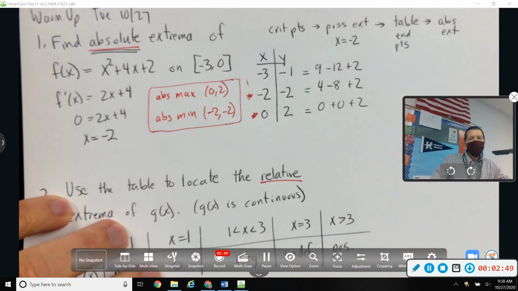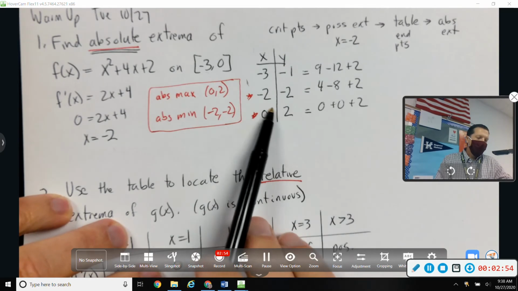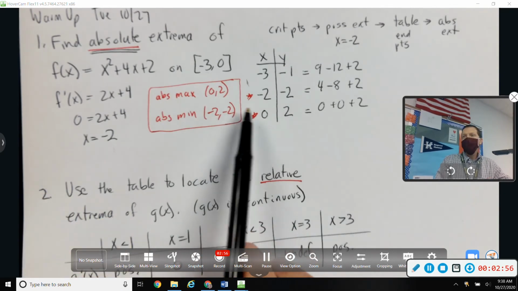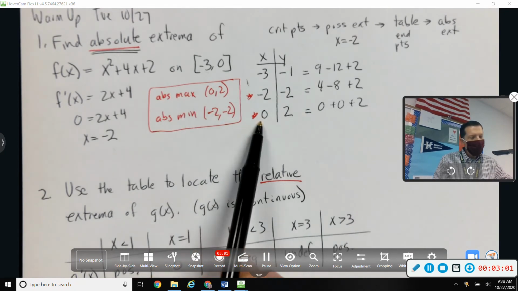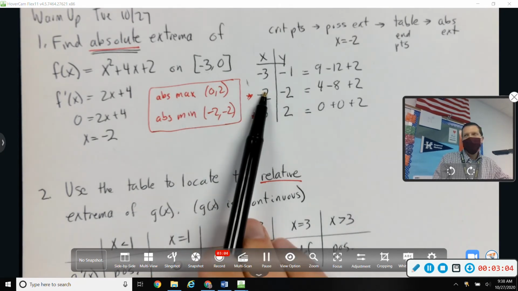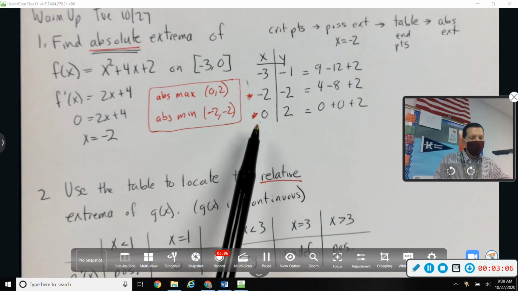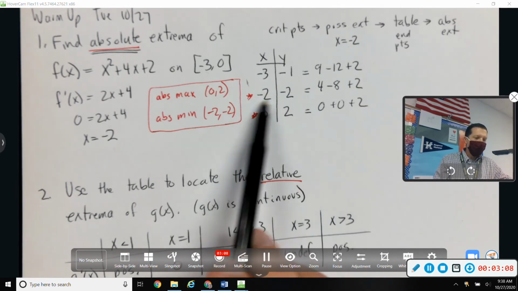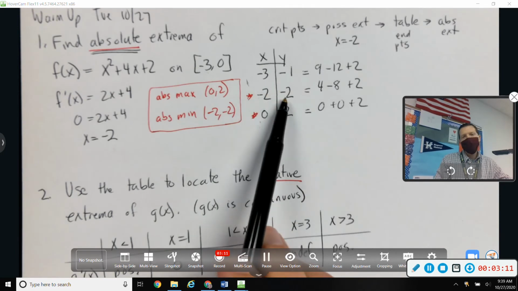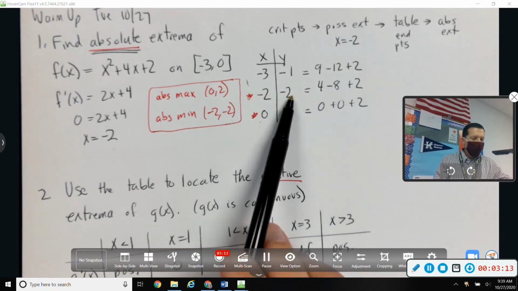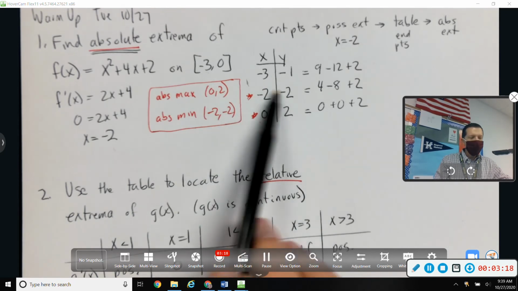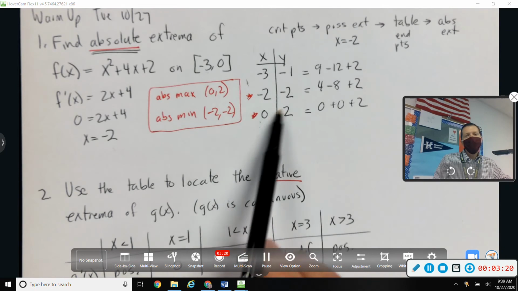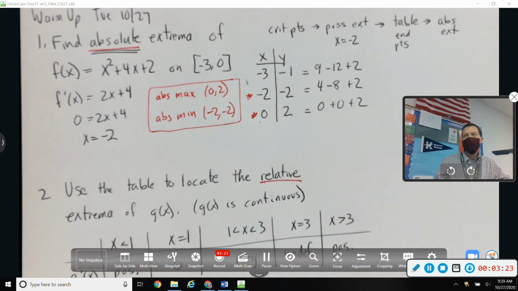Not always, but frequently teachers and makers of tests like to rig the problem so that one of the extrema is an endpoint and one of them is a critical point. That way we sort of test if you remembered to check the endpoints and if you got the critical points correct. So not always the case, but probably feel good if one's a critical point and one's an endpoint, because when we rig the problem like that, it means we've tested everything we need to test about that problem.